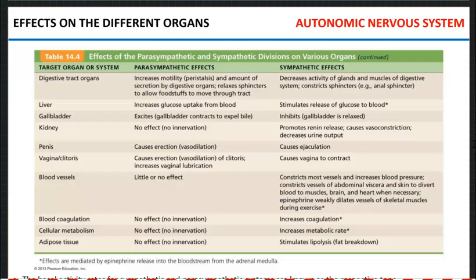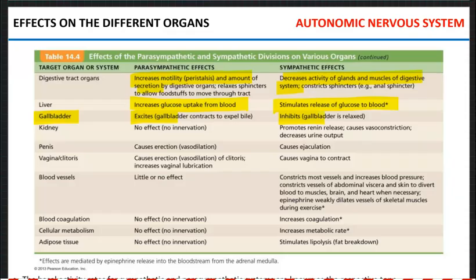Digestive organs are boring. Parasympathetic stimulates digestion, sympathetic decreases digestion. Liver, no question about it, well, actually yes. Yes question. Liver: parasympathetic takes glucose out of the blood. Sympathetic stimulates the release of glucose into the blood, which also makes sense, okay? Because when you are in the fight or flight mode, you need resources. You need glucose.